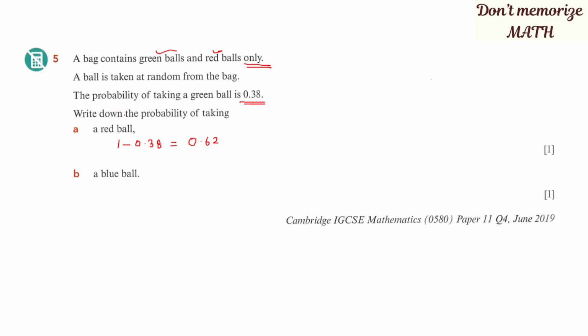Okay, next one. Write down the probability of taking blue ball. Do we have blue balls in the bag? No, right? So the probability of taking blue ball will be 0. There are no blue balls in the bag, so the probability will be 0. Okay, so I hope this question is clear for you. We'll move to the next question.